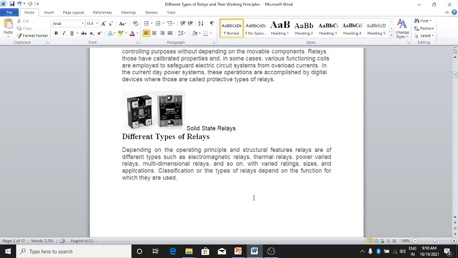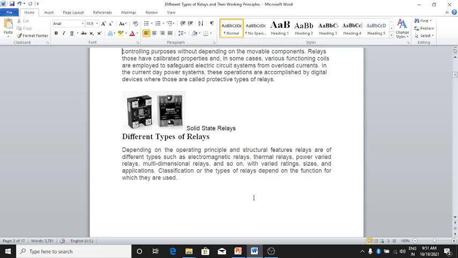Different types of relays are there depending on the operating principle and structural features. Relays are of different types, such as electromagnetic relays, thermal relays, power relays, multidimensional relays, and so on, with varied ratings, sizes, and applications. Every relay has its own specification, rating, working principle, and application. According to application and our requirement, we choose our relay.